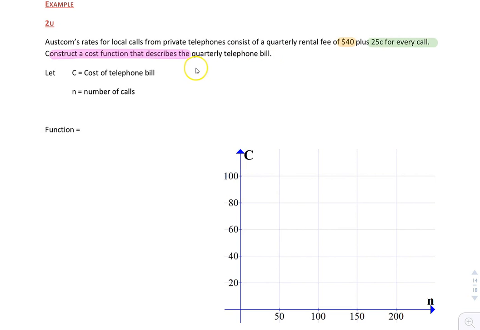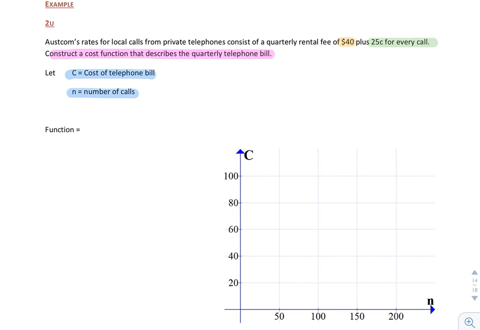If this wasn't a quarterly telephone bill, then this quarterly rental fee would have to be adjusted. So for instance, if this was a yearly telephone bill, you would have to take your quarterly rental fee and times it by 4. So this is a very important piece of information.